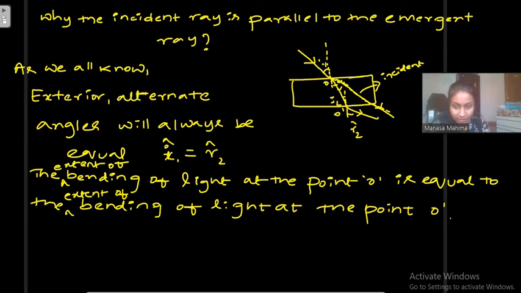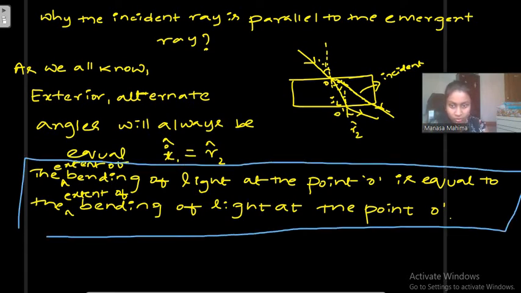This point is very much important. Okay, you have to note down this point. Please note it down in your notebooks. They may ask in your exams, like, why is the incident ray parallel to the emergent ray? Give reason. Why? Because mathematically, how can we solve this? The exterior alternate angles. These are the exterior alternate angles.